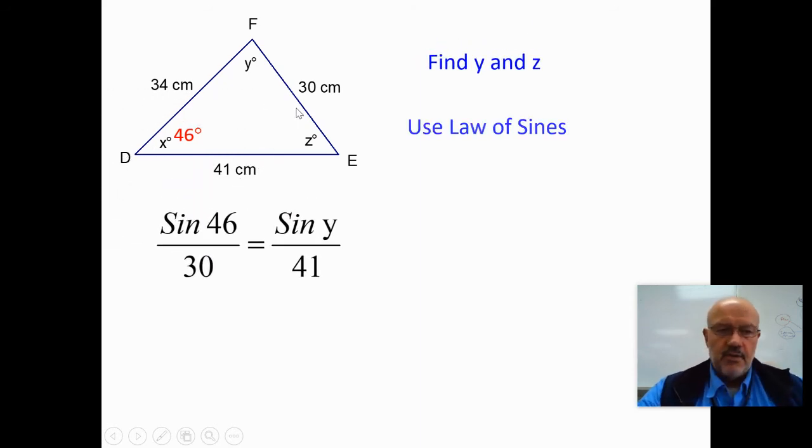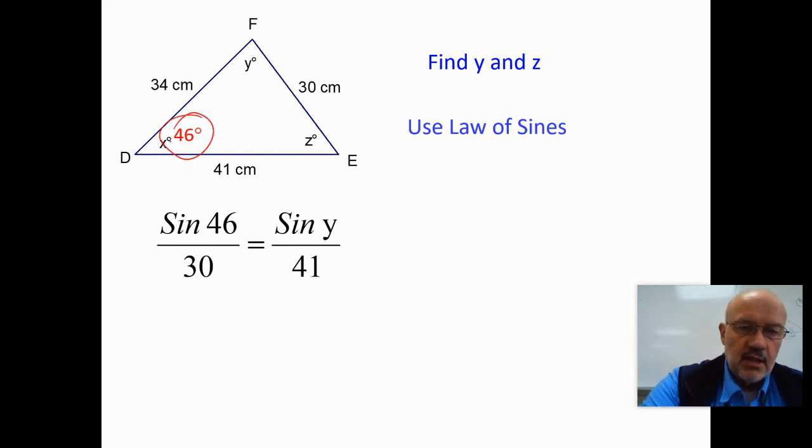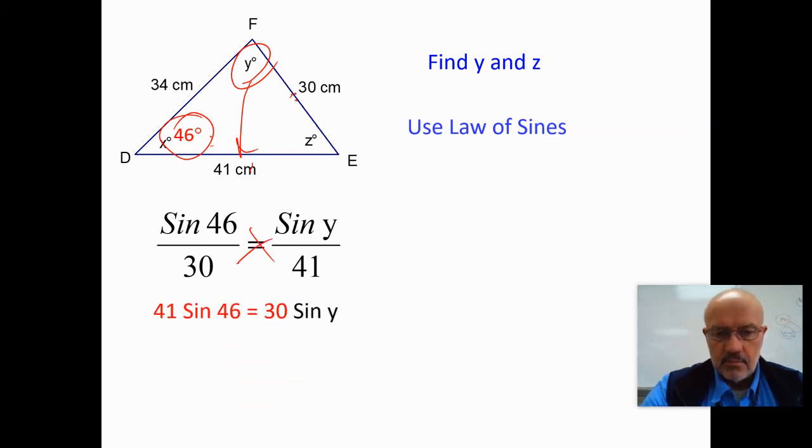All right, so what do you have here? You've got the sine of 46 over 30. So again, remember, law of sines: match the opposite angle with the opposite side over the one that we're trying to find, sine of y over its opposite side, 41. So cross multiply, and that gives us 41 times the sine of 46 equals 30 times the sine of y.